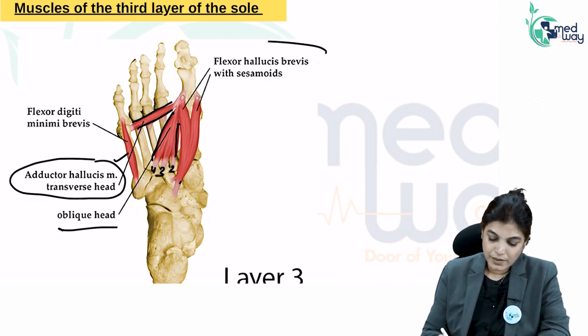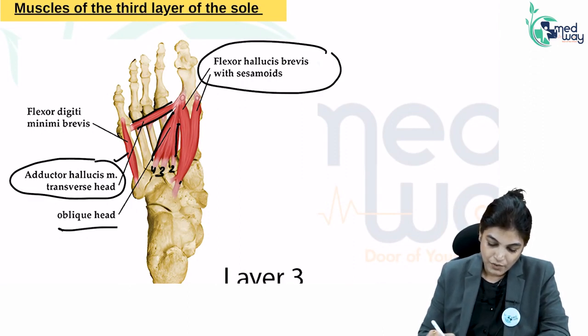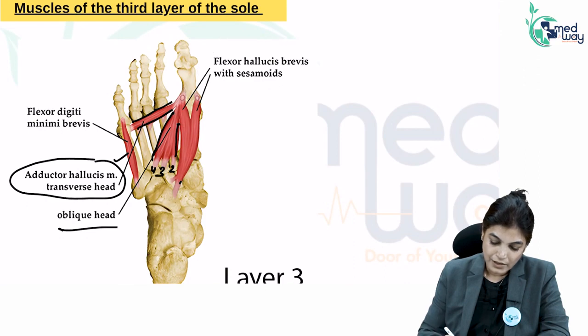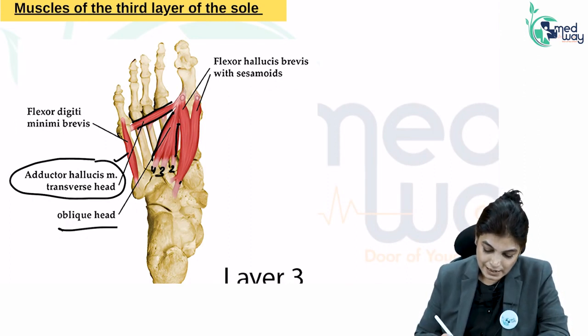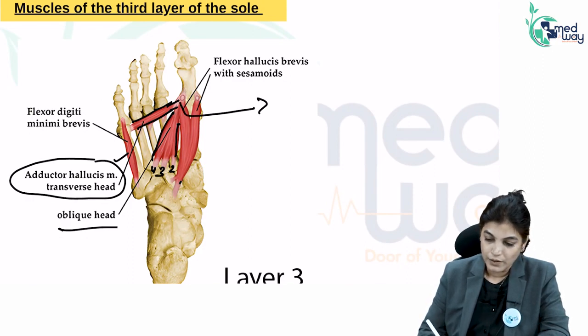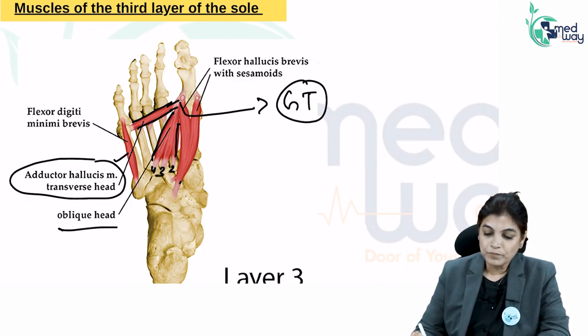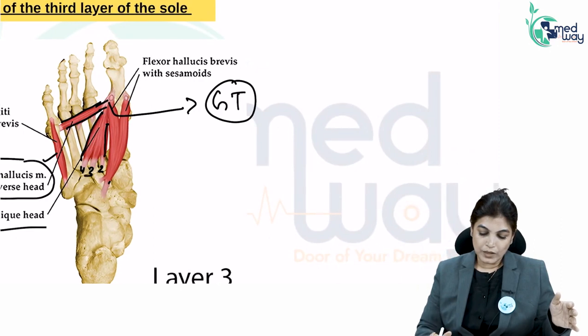And flexor hallucis brevis, we have already done, and we know it has sesamoid bones in it. But adductor hallucis, you can clearly see, is again inserting into the great toe, GT meaning great toe, at the lateral side of the proximal phalanx of the big toe. So please write down.